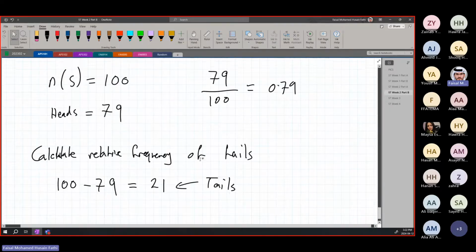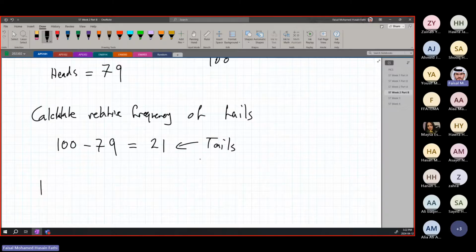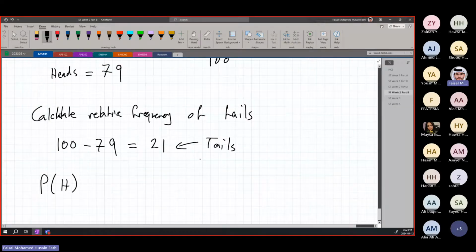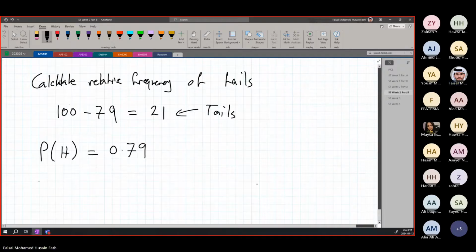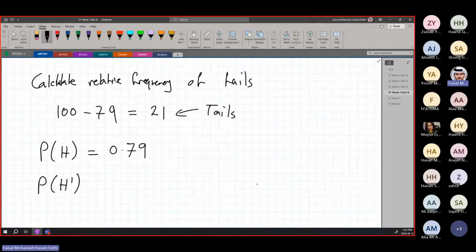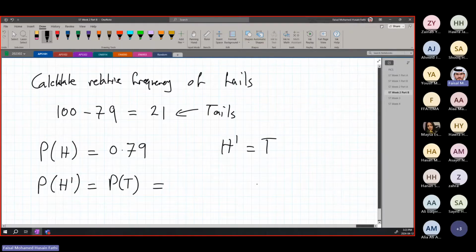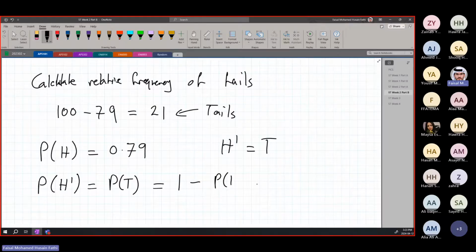Or the proper way of doing it is if we say P of head was equal to 0.79, P of not head, if you remember from set theory, when we say something is not, it means it is not head. In this case, not head is equal to tails. Then you only have two options. It's either heads or tails. So P of tails in this case is going to be equal to 1 minus P of head.